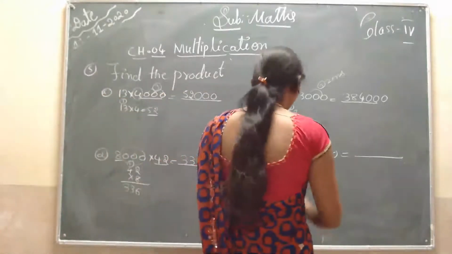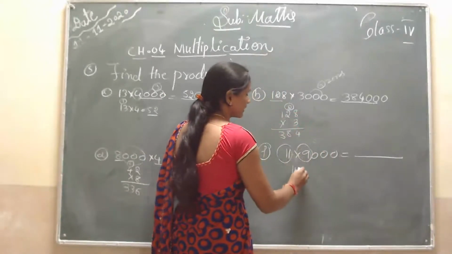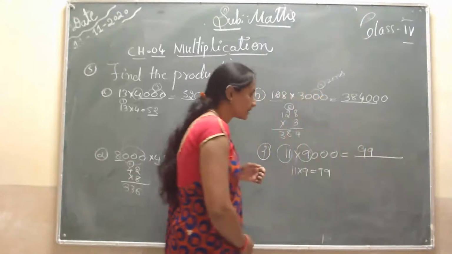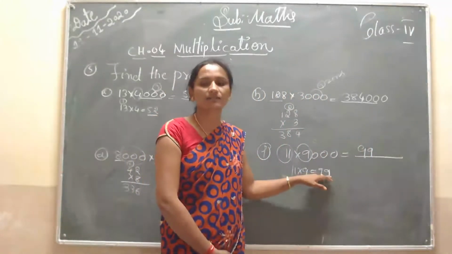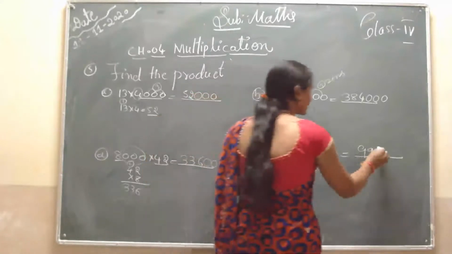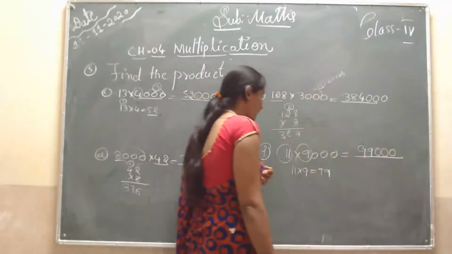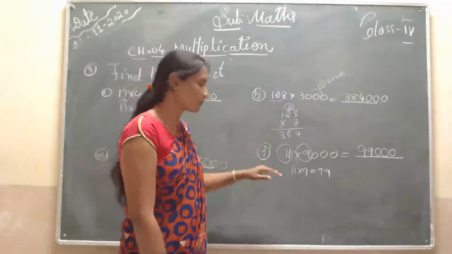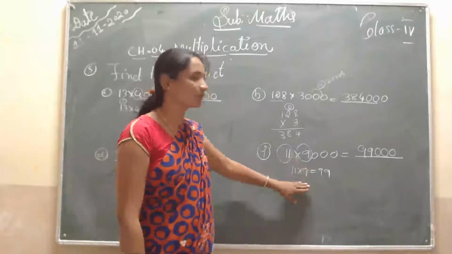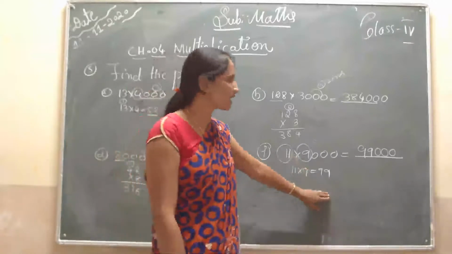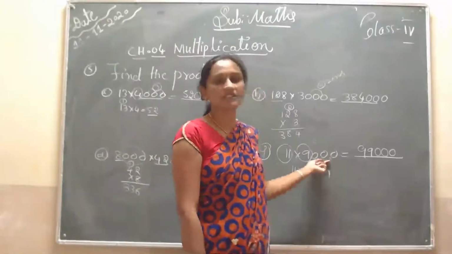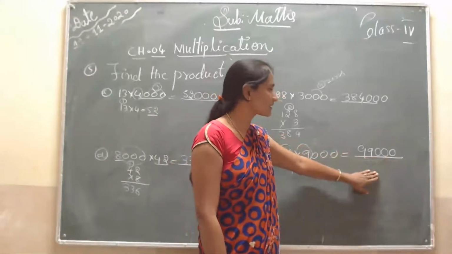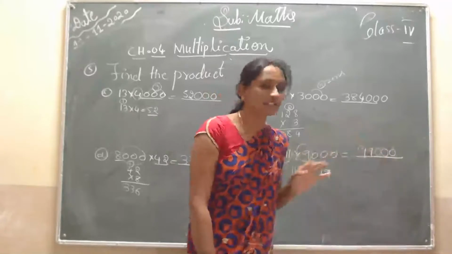Okay. So what is 11 into 9? 11 into 9, what is that, students? 99. So you have to write 99 first. So how many zeros are left, students? 3 zeros are left. Because what is the answer? 11 into 9,000: you have to multiply 11 into 9. Then what is the result? That is 99. So I write 99. How many zeros are left here? 3 zeros. So I will write 3 zeros here. What is the product for that? 99,000 is the product.